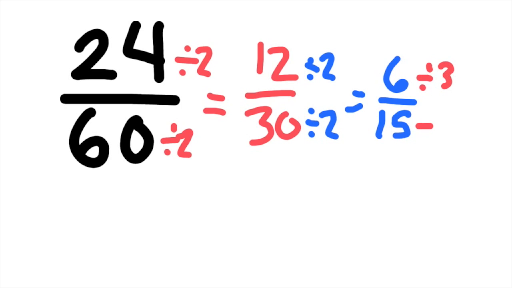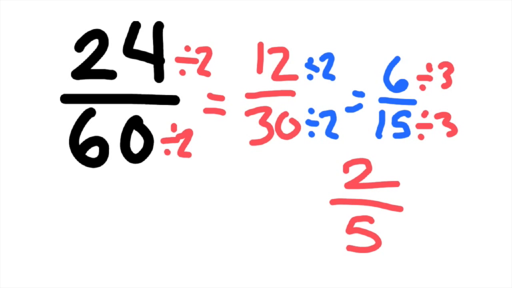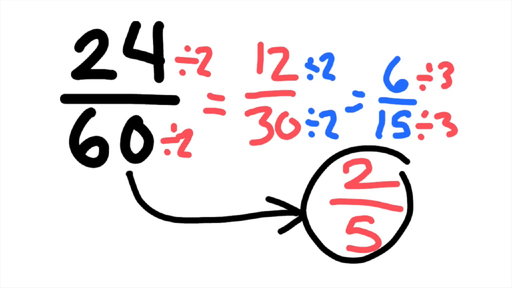15 is not even, but both 6 and 15 share a common factor of 3 that we need to divide by. All of this work is to change 24/60 into 2/5. It might have been a whole lot easier to just find the GCF in the first place.